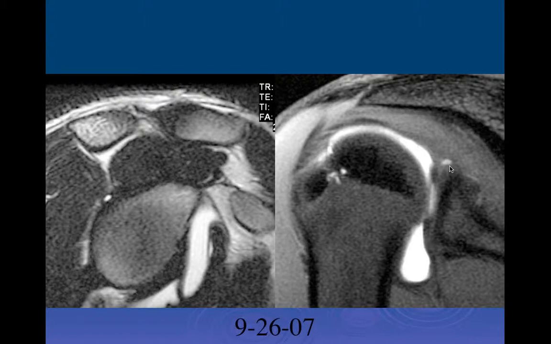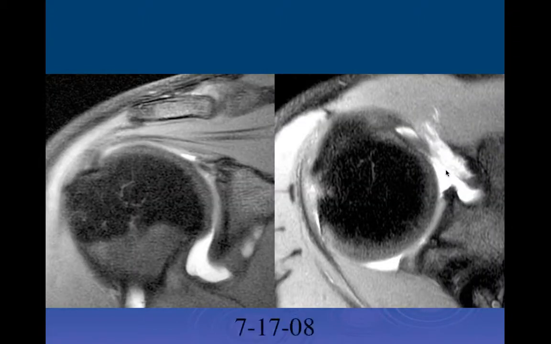So that's one of the nice things about having a T1 and a PD fat sat when you do these: you can see whether or not the fluid collection is communicating with the joint space. And it'd be easy to completely miss this if you didn't have the PD image, because it's not bright since it doesn't have contrast in it. And the paralabral cyst is very helpful in telling you that there's definitely a labral tear in that location.